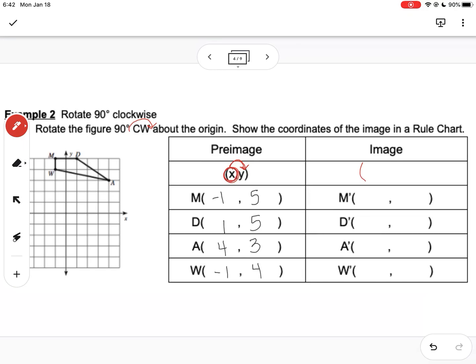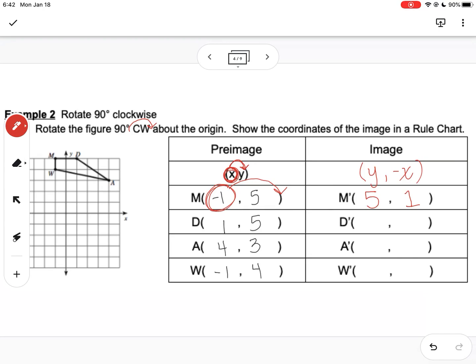The arrow starts at the X, so that's the one that's being grabbed and moved. So the Y scoots up and the X changes signs. If I do this with my first point, I want to estimate where it's going to be. If it starts at -1, 5, first I'm taking this X value and I'm moving it to the back. And whenever I do that, the sign changes.